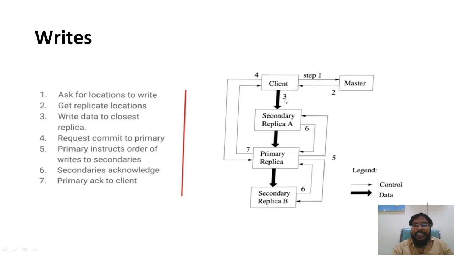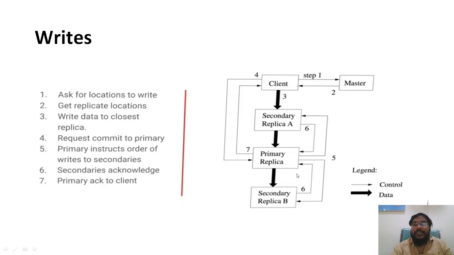So the client first writes the data to the closest replica, and after writing the data to the closest replica, it requests the primary replica to commit the data. That is, from the closest replica, the data will be transferred to the primary replica. And the primary replica sends the data to the third replica that is available, and here also the data will be stored.